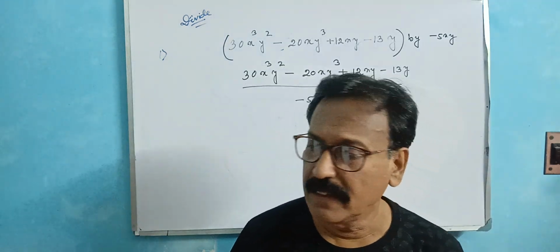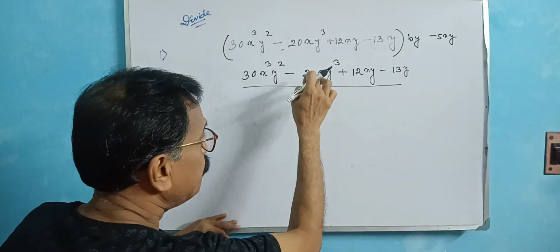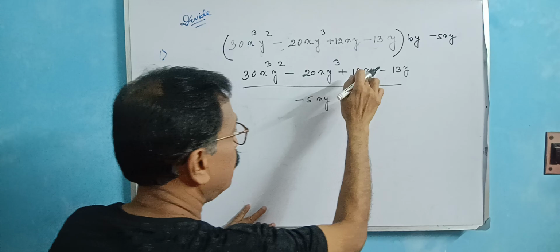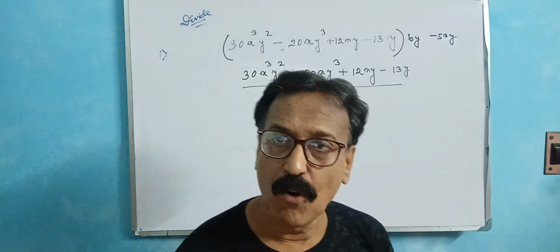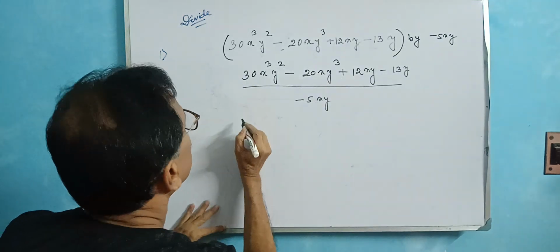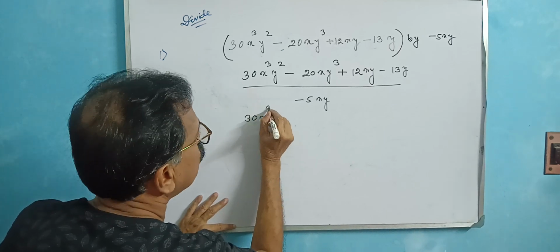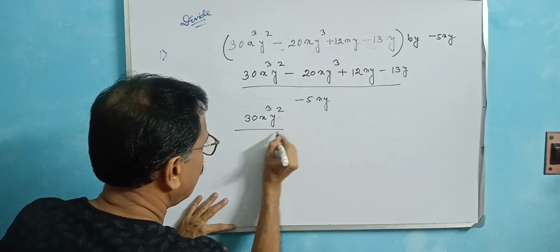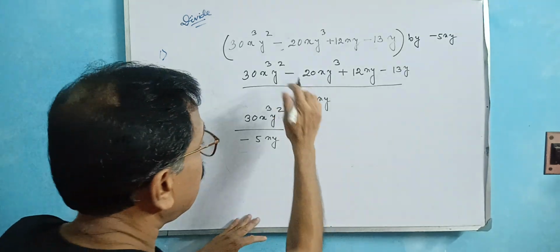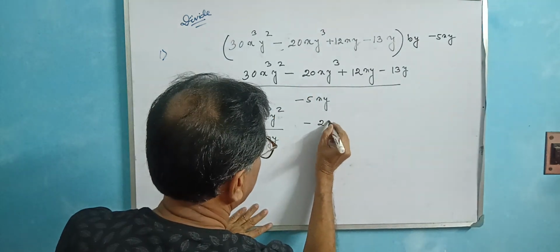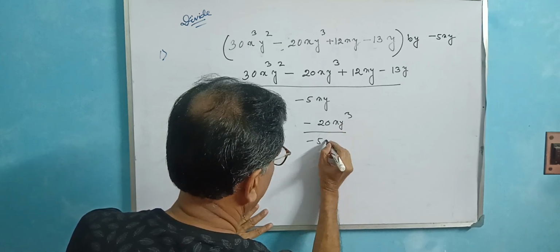In case of algebra, this divided by this, separately this divided by this, separately this divided by this, and separately this divided by this. This is the basic thing. So just separate this. Here is plus, so this is 30x cube y square. Don't panic. Divided by minus 5xy. Here is minus 20xy cube and here is minus 5xy.